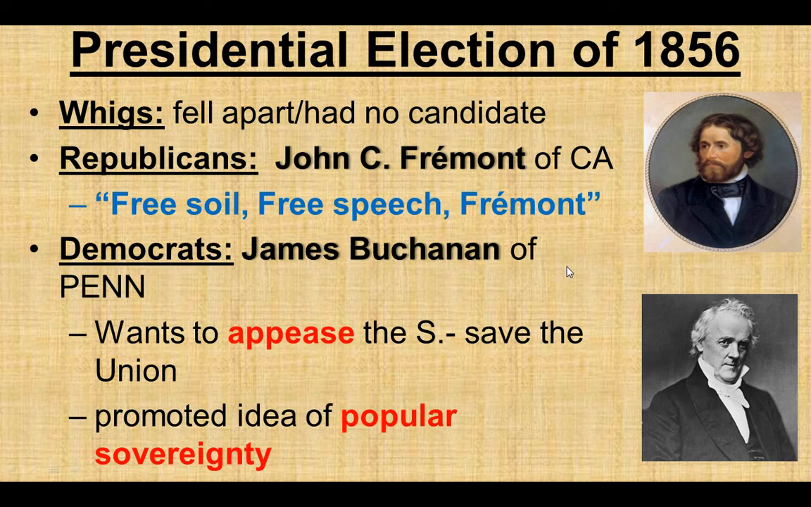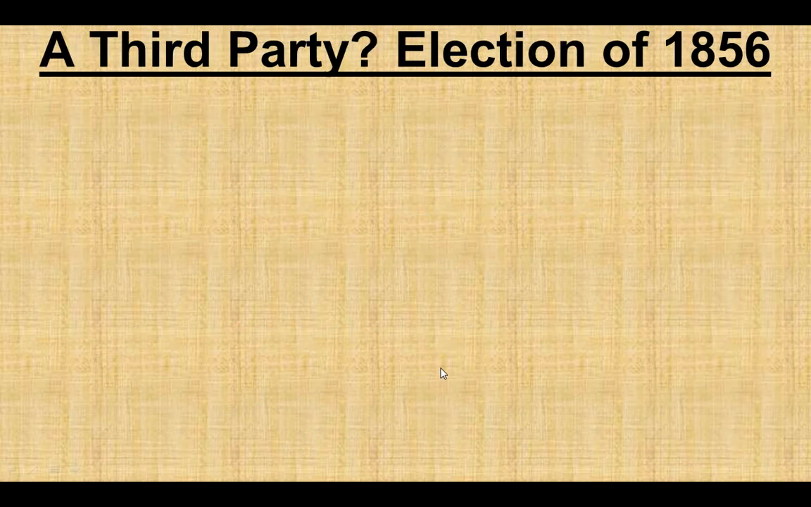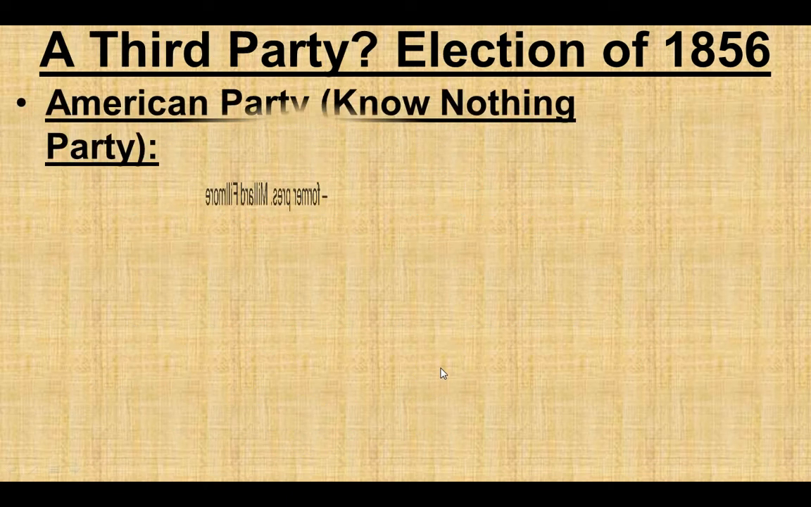Democrats, James Buchanan of Pennsylvania, notice he is a Northerner. The Democrats being largely a party of the South now, a lot of those Democrats may be shifting more to the other party, but you notice the Democrats choose somebody from the North to try and get Northern votes, as well as that Democratic Party of the South. He really wants to avoid the slavery issue. He wants to appease Southerners and save the Union. Again, promotes also the idea of popular sovereignty, but again, we're going to associate popular sovereignty most strongly here with that guy from Illinois, Stephen Douglas.